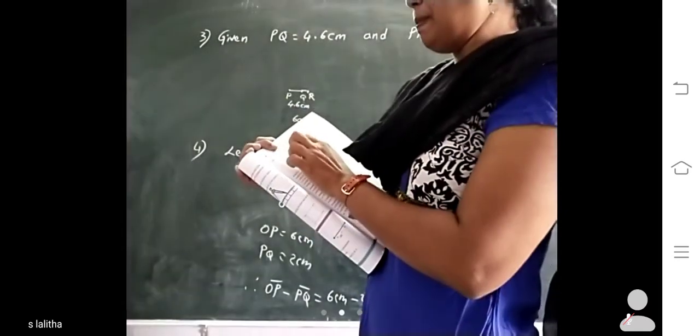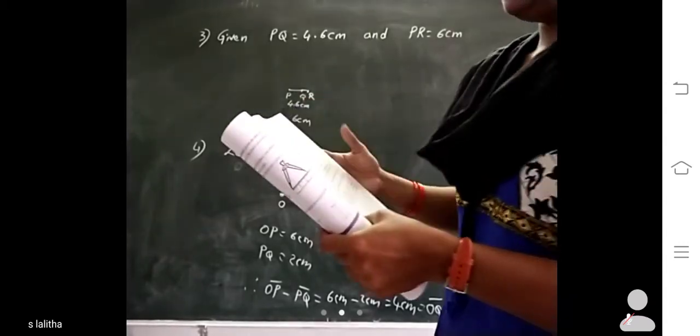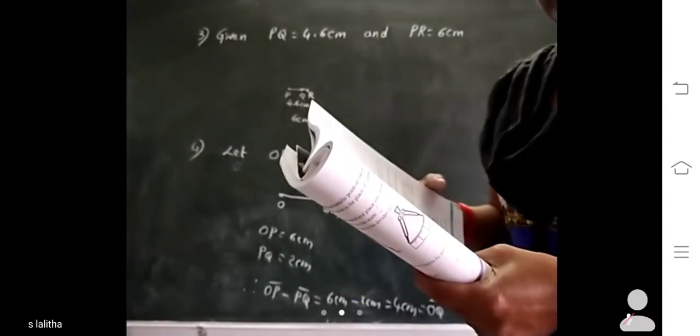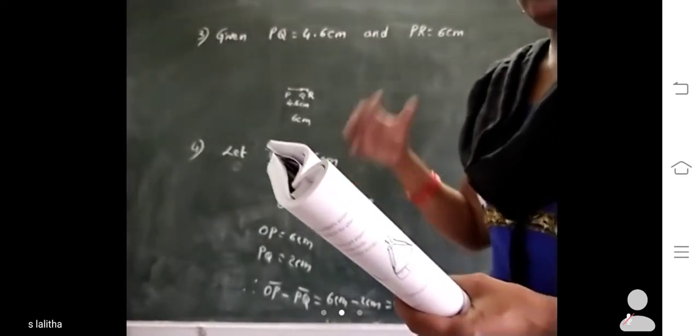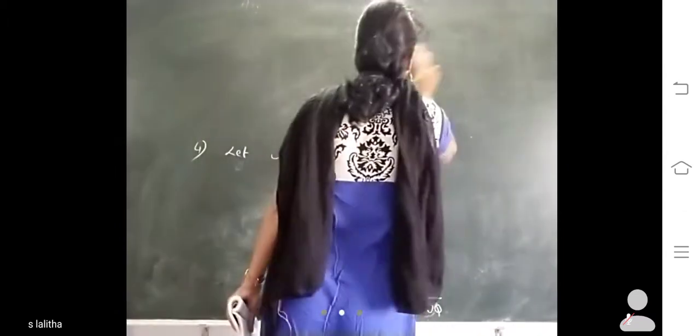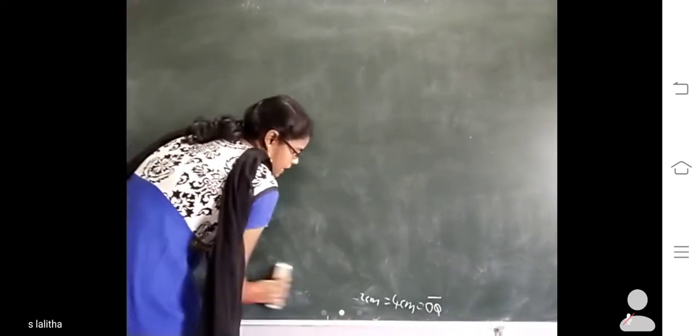Intersecting lines, parallel lines, concurrent lines, perpendicular lines. What are parallel lines, what are intersecting lines, what are concurrent lines, what are perpendicular lines? You have to learn that now. Do you know what are called parallel lines? What are called parallel lines, children?